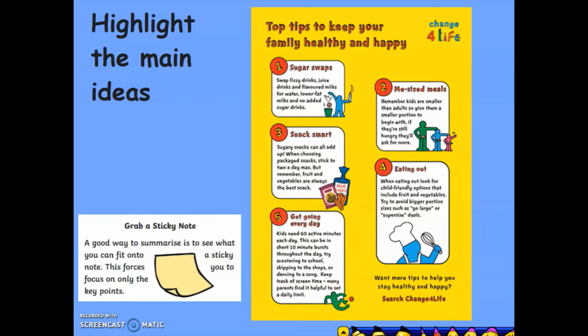Here we've got top tips to keep your family healthy and happy. As we're reading through, we need to highlight the main ideas. So I can see that there are 5 different things, 5 tips you can do to stay healthy and happy. The first one, sugar swaps. Swap fizzy drinks, juice drinks, flavoured milks for water, low-fat milks and no added sugar drinks.